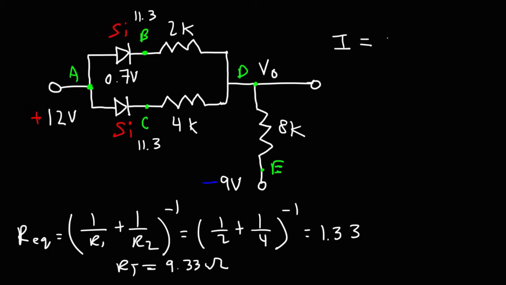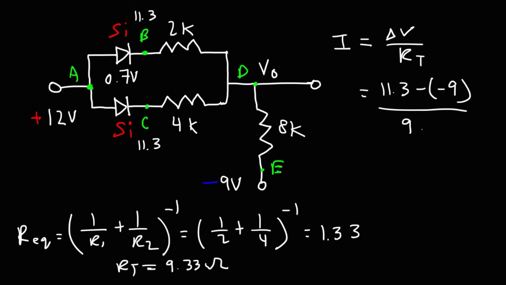it's going to be the voltage between points B and E divided by the total resistance. So that is 11.3 minus negative 9, and the total resistance is 9.33. So that's 11.3 plus 9, which is 20.3, divided by 9.33. This gives us a current of 2.18 milliamps, and that is a rounded value. So that is the current that is flowing through the 8 kilo ohm resistor.